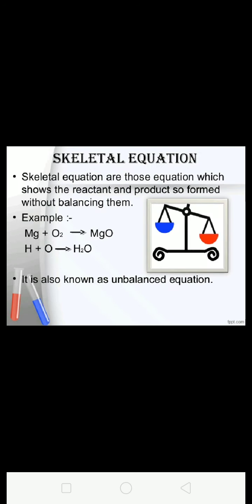Now skeletal equation. Skeletal equations are those equations which show the reactants and products so formed without balancing them. For example, if I write Mg plus O2 gives MgO, it means magnesium combines with oxygen to form magnesium oxide. Now if you see here, on left hand side I have written one magnesium atom, on right hand side I have also mentioned one magnesium atom. On left hand side I have mentioned two oxygen atoms, whereas on the right hand side I have mentioned only one oxygen atom. Now there is a law, the law of conservation of mass.